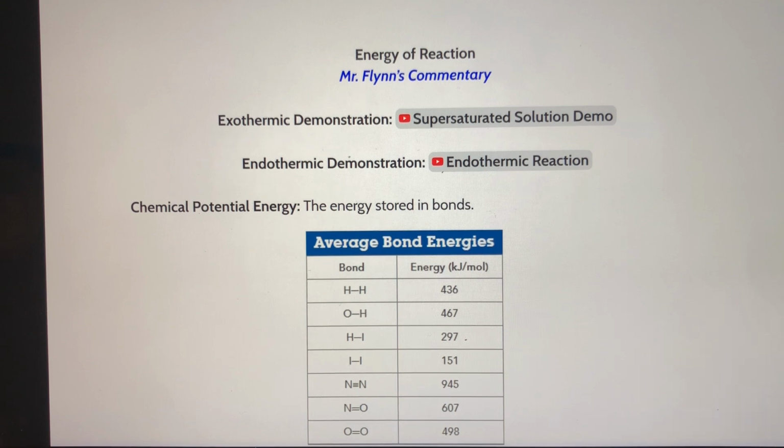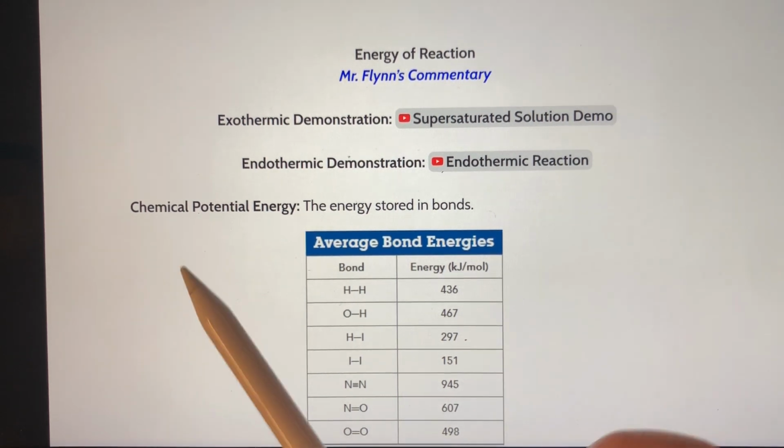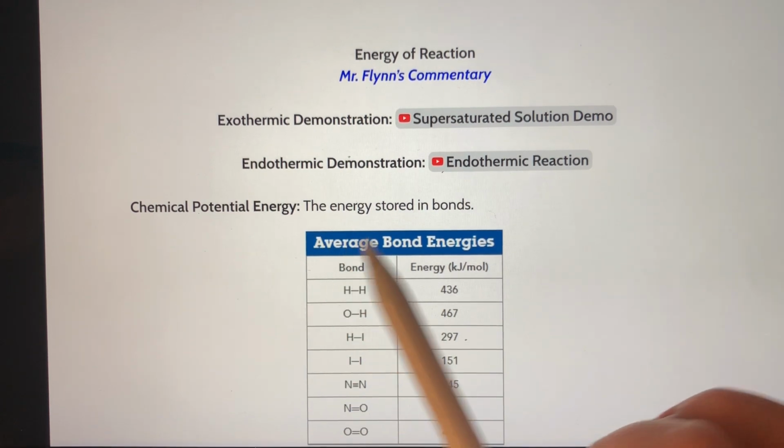So we see a reaction that's getting colder and a reaction that's getting warmer. That's what we're going to be talking about today: how is that happening, and why is energy being transferred when bonds are being formed and being broken. The first thing we're going to discuss is chemical potential energy. That's the energy that is stored in bonds.